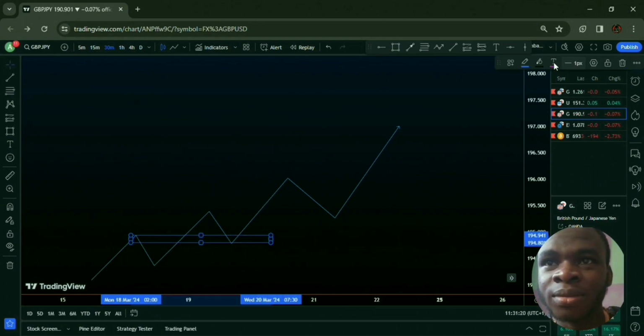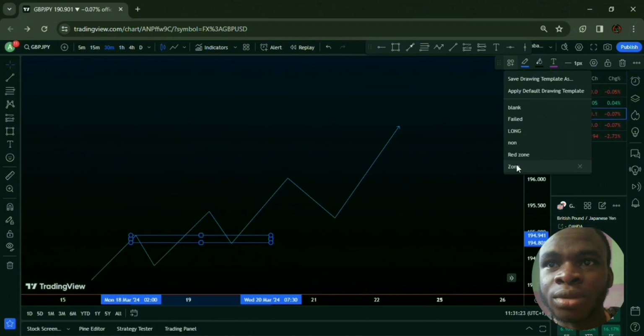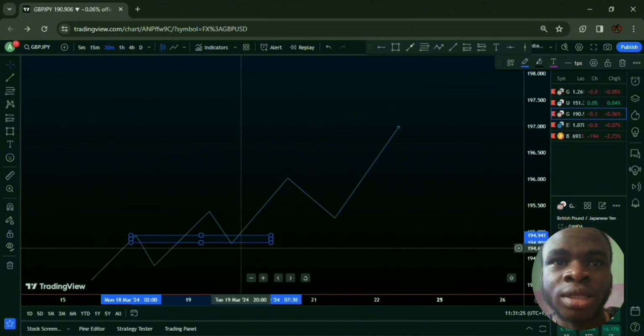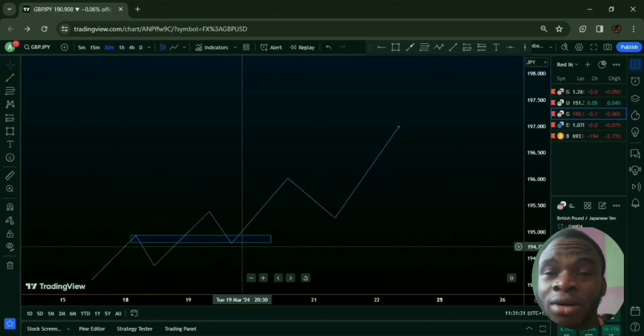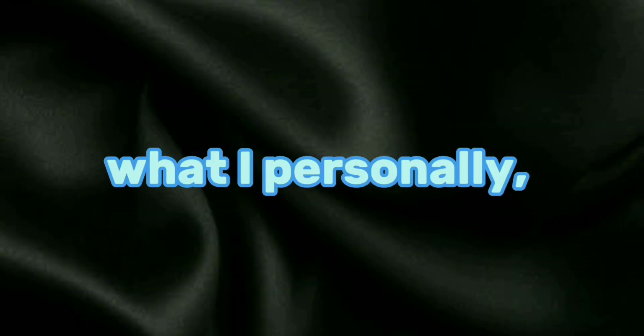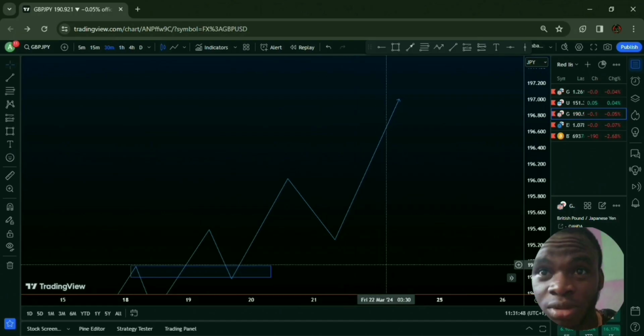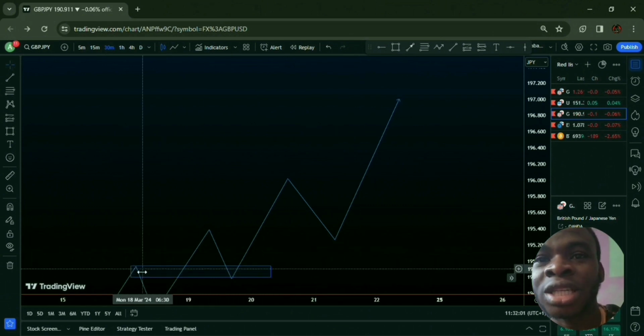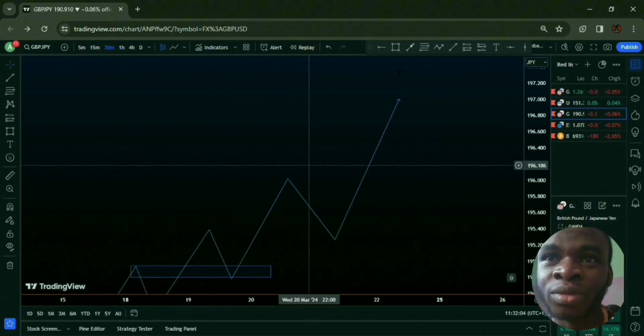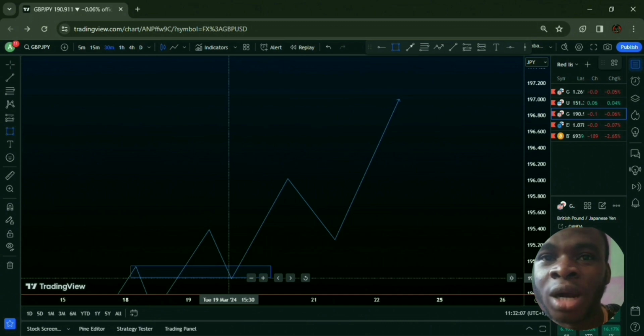Let me make this zone blue. You see now resistance becomes support. Actually, if you guys don't know about resistance and support yet, I'll make a video for that, because this video is mainly for analysis on GBPJPY, what I personally am looking at. If you want me to make a full explanation about support and resistance, just comment down below in the comment section. So you see, this is resistance becoming support here, and the price went up, so that's an opportunity for us to go high right here.